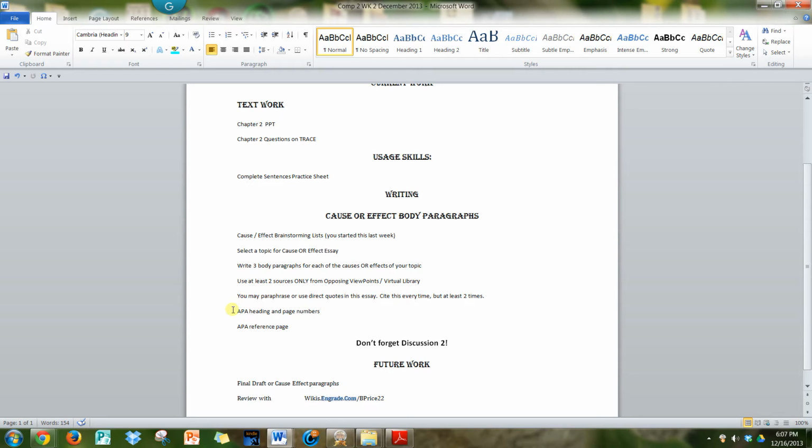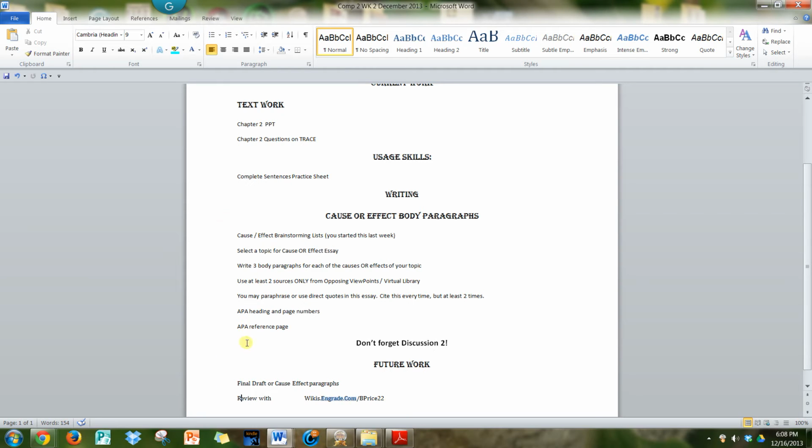The essay will, of course, completely cover APA headings, page numbers, reference pages, and again, there is a video on this APA formatting in the wikis. So always check with the wikis to see if there's information then that you can get that will help you with this assignment and in any future assignments.